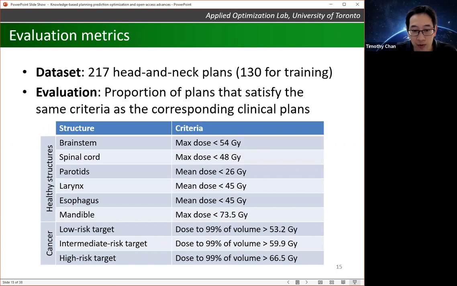Basically what we're saying here is, if we satisfy the same 6 as what the clinical plan satisfied, we would call that 100%. If we satisfied 5 out of the 6, we'd call that 83%, for example. So we want to compare across all of the patients and all of the criteria, what fraction of the ones that they satisfied did we also satisfy.